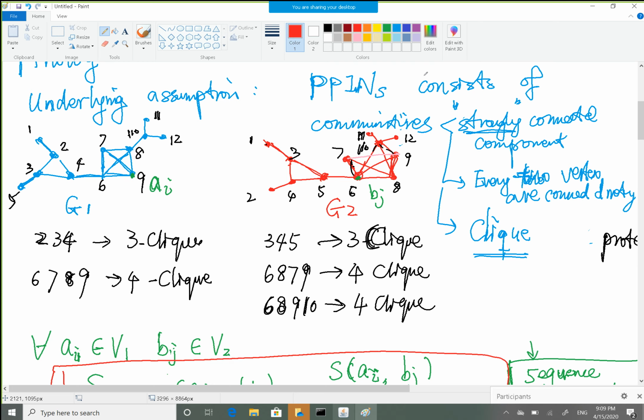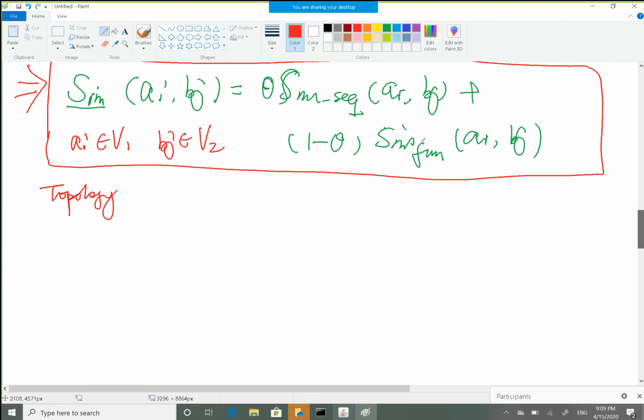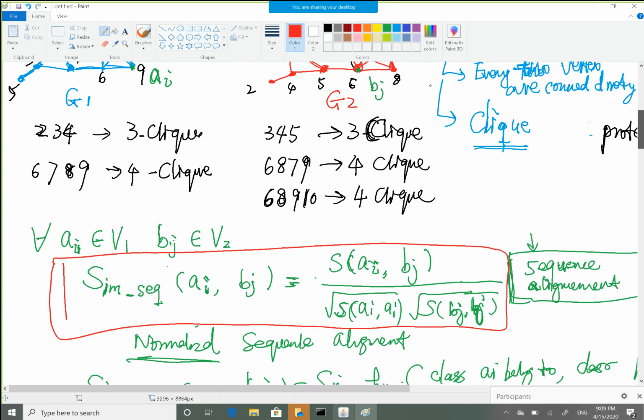To calculate this similarity, we talk about this similarity for every two pairs, one from Ai, which belongs to V1, and Bj, which belongs to V2. So for every vertex pair, you can do this even without topology. It doesn't matter how these proteins interact with each other, you can calculate this similarity score of each pair. This is the first step, right? You calculate this one.